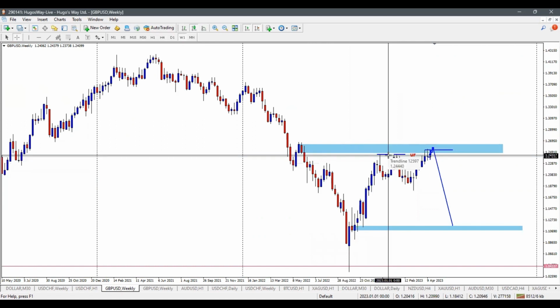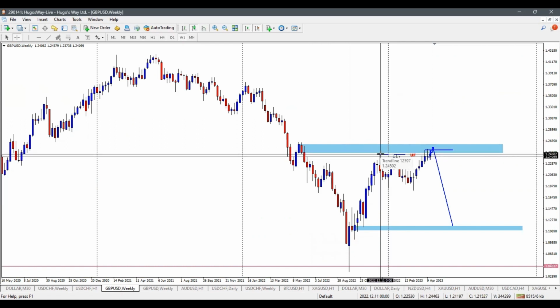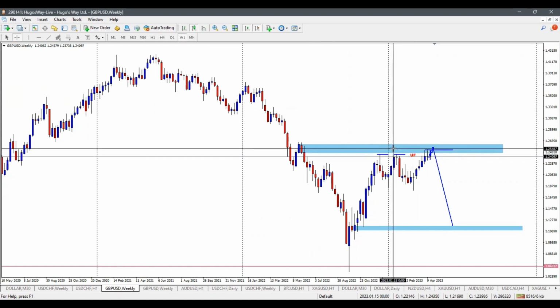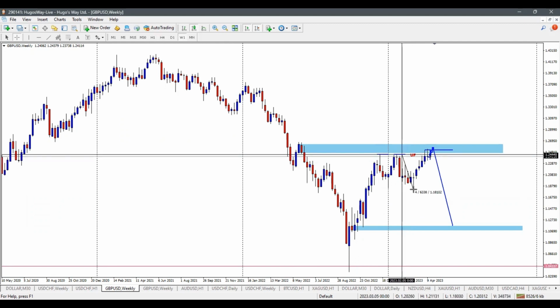On the pullback over here, we had unfulfilled efficiency. Last year, 2022, price attempted to get into this area and it couldn't. At the beginning of this year, 2023, price tried to return to the zone and it didn't. Now, both of them did have quite strong shorts, this short being the longest, around almost 700 pips.